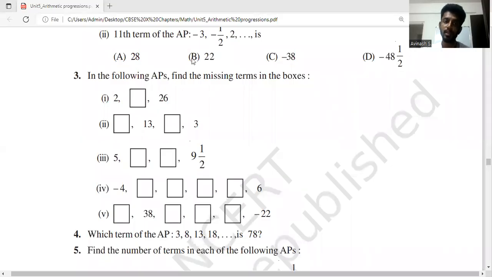Let us learn how to do question number 3. In the first subdivision, we have been given the value of a. So a is clearly given as 2. That is the first term.